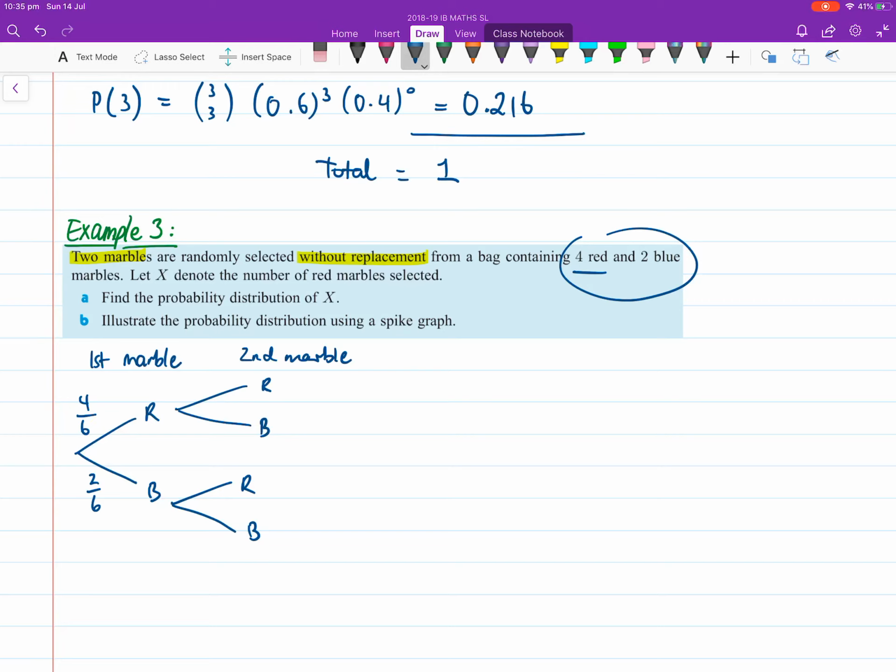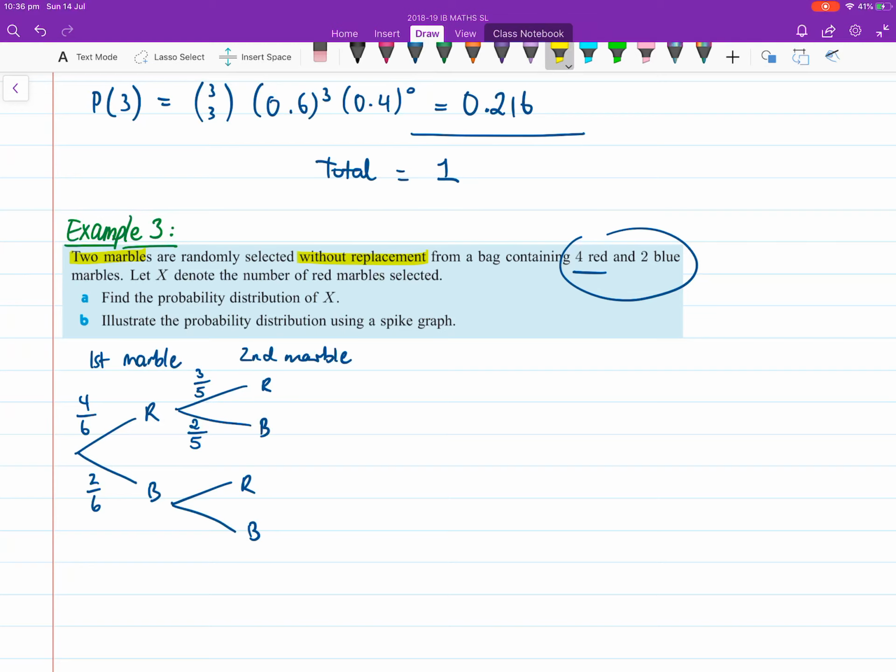Now, if you've already picked, for example, a red marble, now remember there's no replacement. So what's your probability now of choosing a second red one? Well, there's only 3 left in the bag out of a total of 5 left in the bag. Does that make sense? So it changes to 3/5 now. Getting blue, however, you've still got 2 blue ones in there out of the 5.